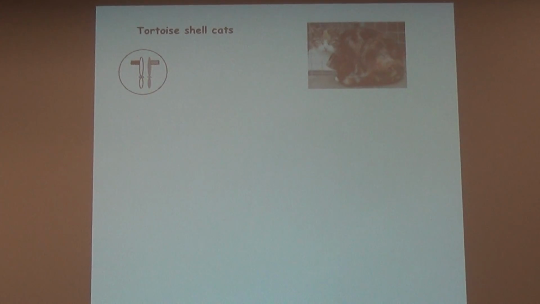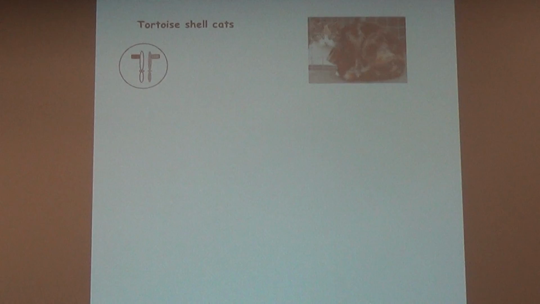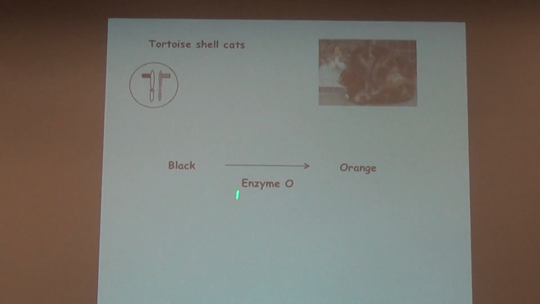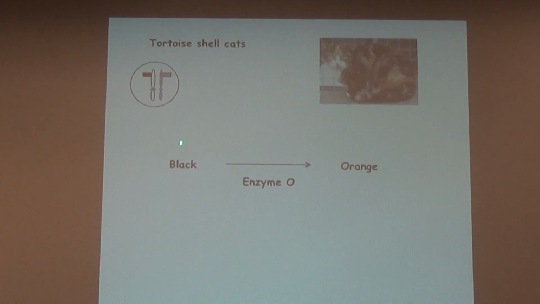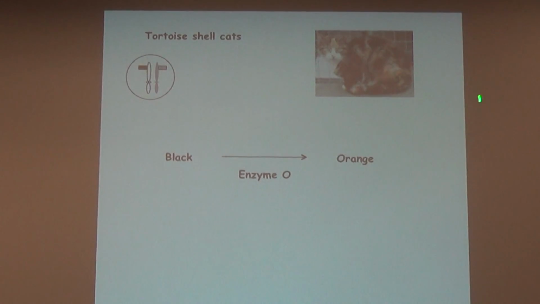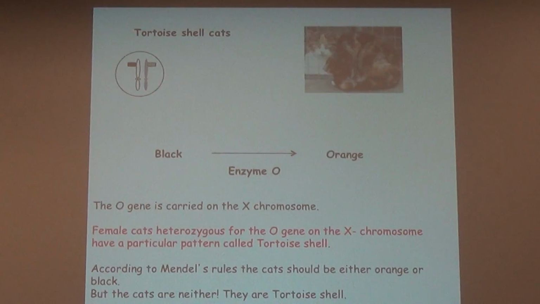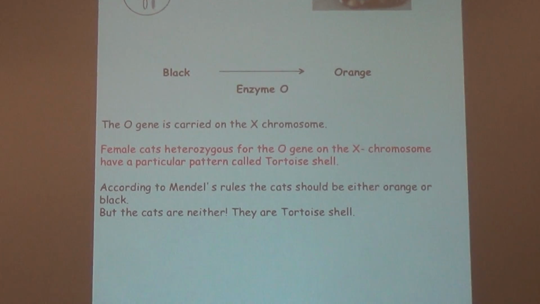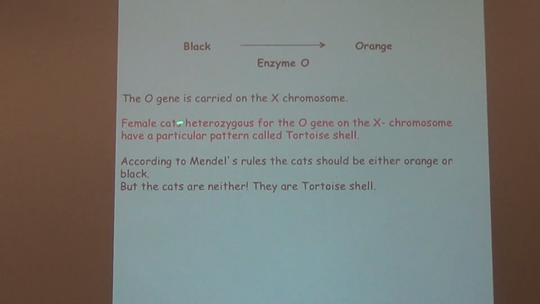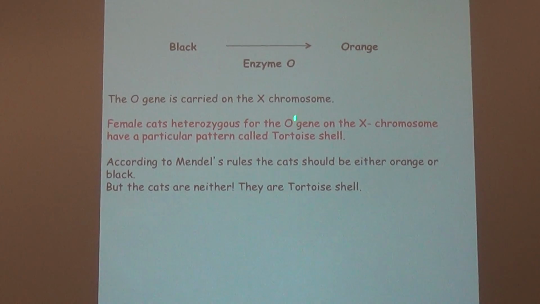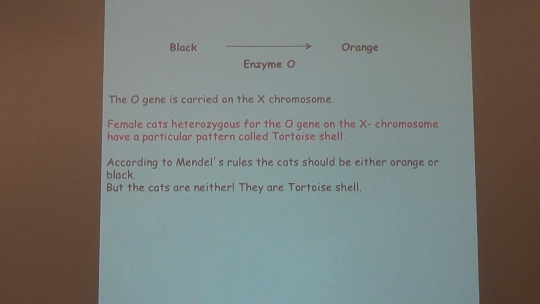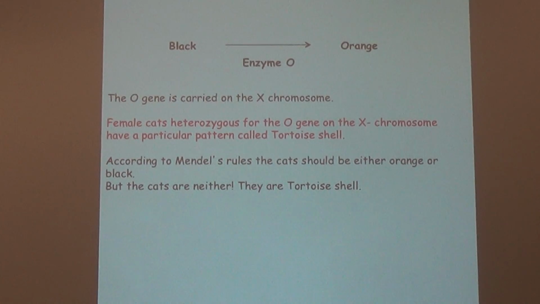So what happens? You've seen tortoiseshell cats. All of you know about tortoiseshell cats. The gene for the coat color of a cat is on the X chromosome. Okay. And the pathway is very simple. You go from black to orange. There is an enzyme called the enzyme O that converts black to orange. So, the O gene is present on the X chromosome. Female cats that are heterozygous for the O gene are tortoiseshell. And it's only the heterozygous females that are tortoiseshell.